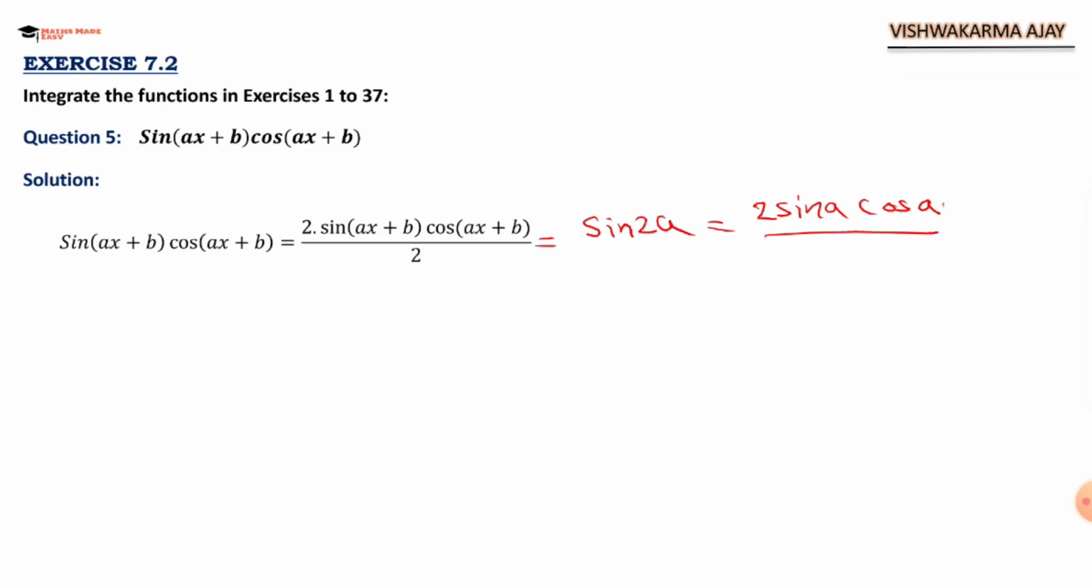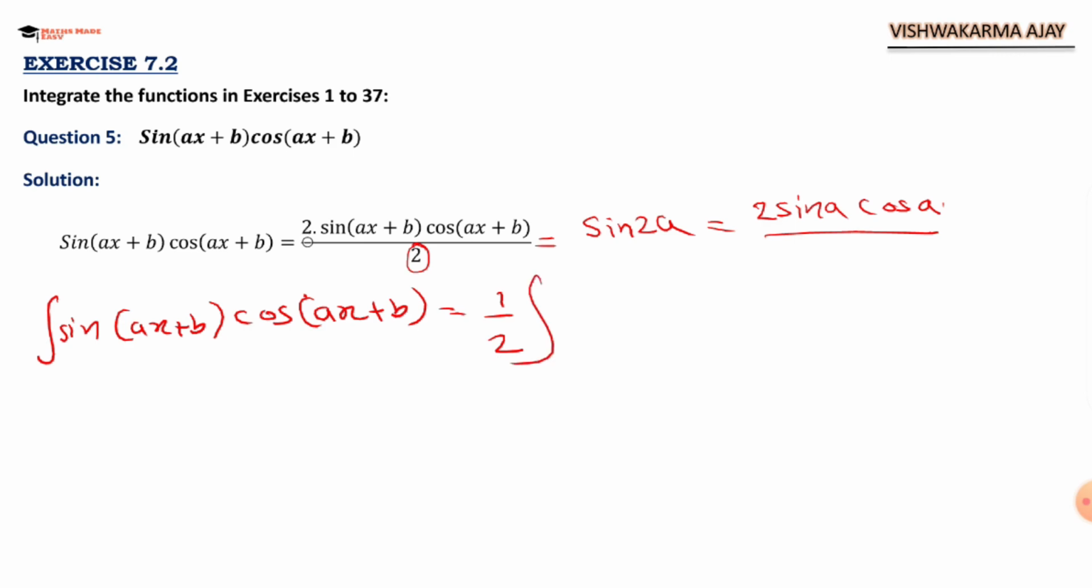So what I can write over here is integration of sin(ax plus b) cos(ax plus b) can be written as 1 upon 2 outside the integration, this 1 by 2, and this 2 sin(ax plus b) cos(ax plus b) I can write in this form. So I have here sin of 2 times (ax plus b).